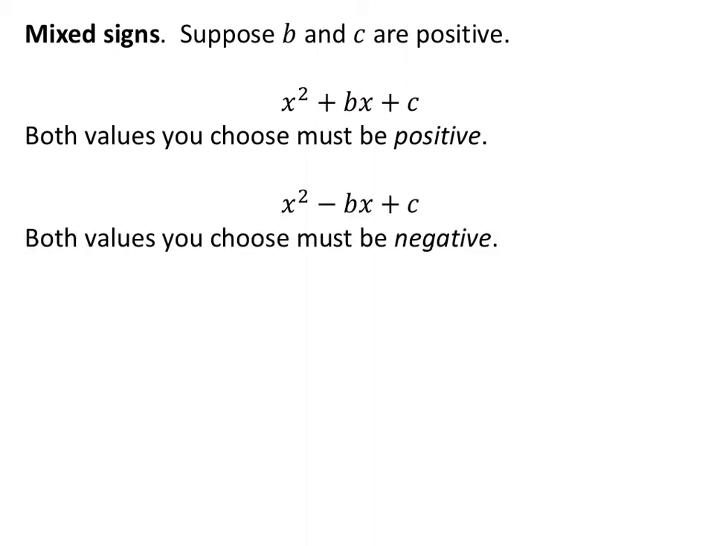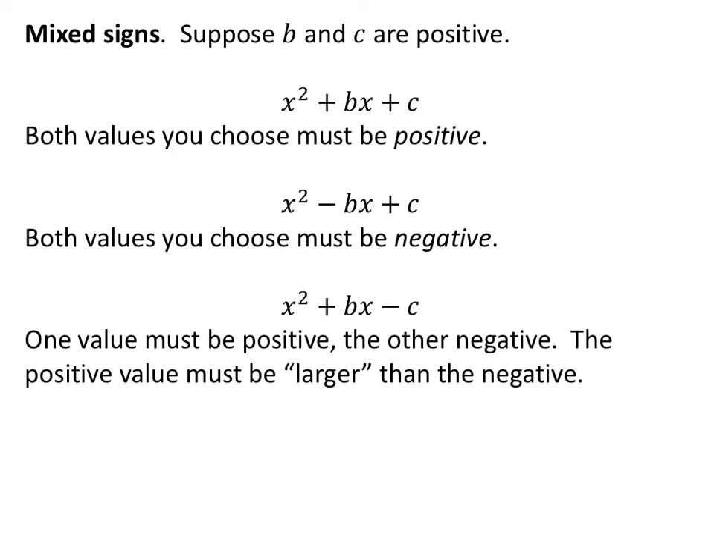On the other hand, if your constant term is positive, another way I can get a positive product, remember the constant comes from a product, the other way I can get a positive product is if the two numbers are negative, and when I have a coefficient of x that's negative, they both must be negative.